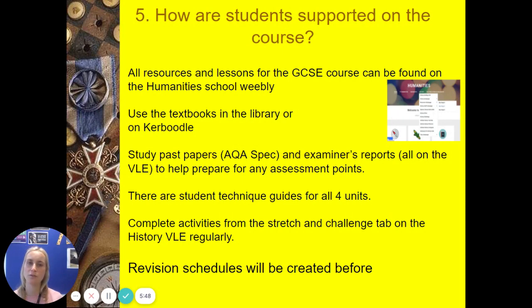If there are some students that feel like they really want to challenge themselves, if they're aiming for a grade 8 or a grade 9, there are activities on our AIM tab on the History VLE. And this AIM tab contains podcasts and also articles which students can read and podcasts they can listen to, which will help deepen and develop their understanding of the particular topics that we study.